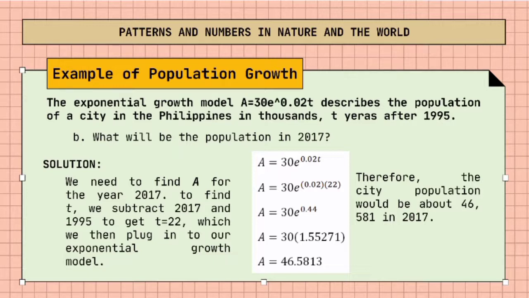A = 30e^0.44, because 0.02 times 22 is equal to 0.44. A = 30 × 1.55271, so A = 46.5813. Therefore, the city population will be about 46,581 in 2017.